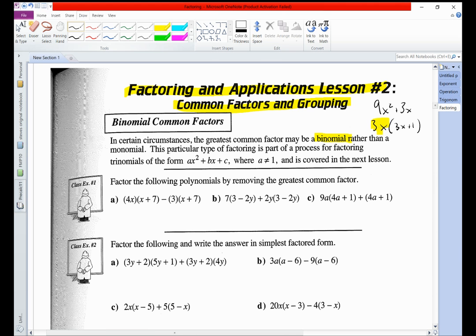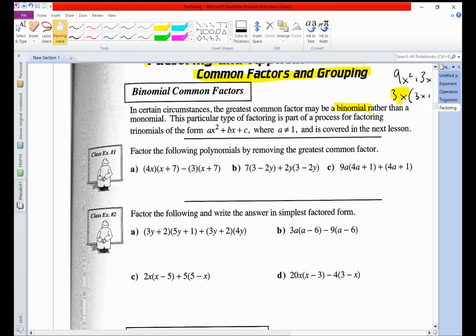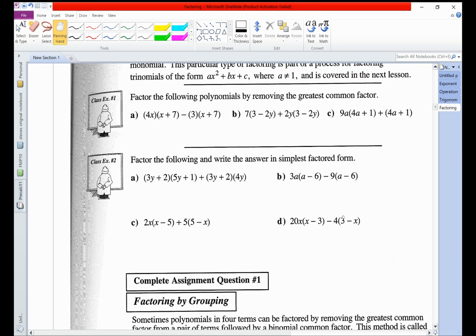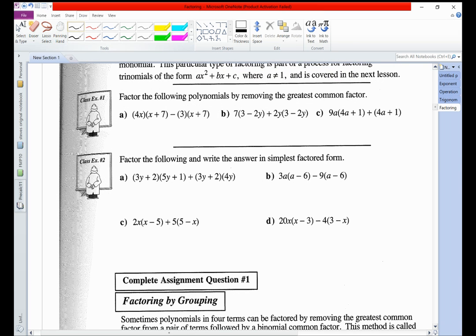So let's look at a good example of this. Class example 1, number A. You can see we have 4x multiplied by x plus 7 minus 3 multiplied by x plus 7. So we have two terms: term 1, subtract term 2, and we're looking at removing the greatest common factor. In this case, the greatest common factor is the binomial x plus 7. It's that entire term because it's within both of the terms, right? There's two terms and both of them have an x plus 7.